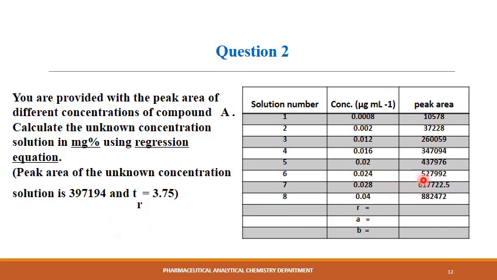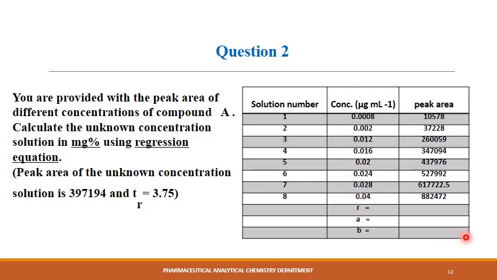After determining the equation of the straight line, then you will be able to calculate the concentration of compound A, given that the peak area or the value for y is this value, okay, and substitute in order to calculate x, which will be the concentration. So the equation of the straight line is y equal a plus bx. After drawing the calibration curve, you will have y equal a, the intercept, plus b, which is the slope.